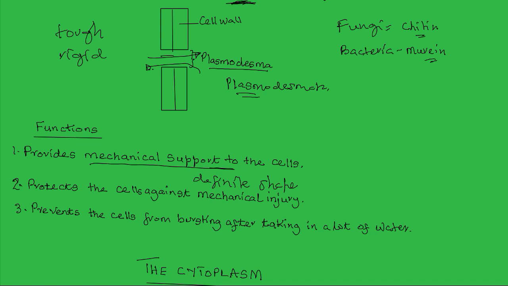Secondly, being tough, the cell wall protects the cells against mechanical injury. And three, being tough and rigid, it prevents the cell from bursting after taking in a lot of water.